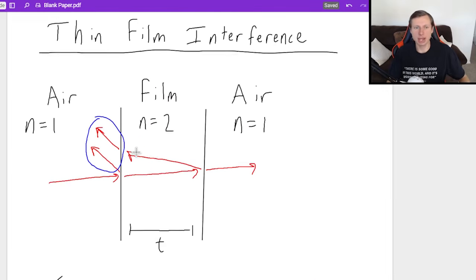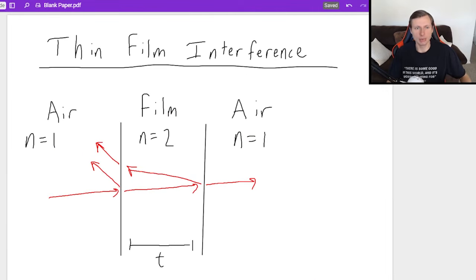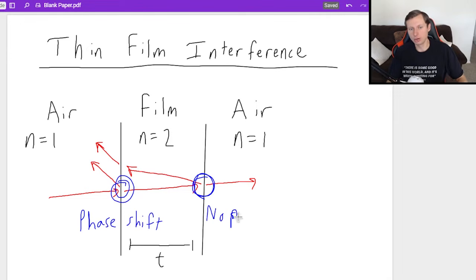So what do I mean by that? If we go back to our picture, what I'm saying is you're only looking here for the phase shift and here for the phase shift. You're not looking at the reflections. So basically what we would say here, when you go from n equals 1 to n equals 2, there is going to be a phase shift right there. And when you go from n equals 2 to n equals 1, that's lower, so no phase shift there.